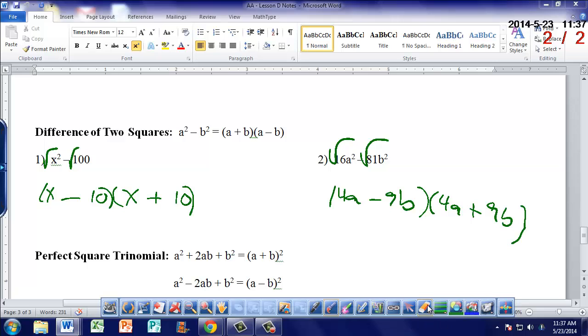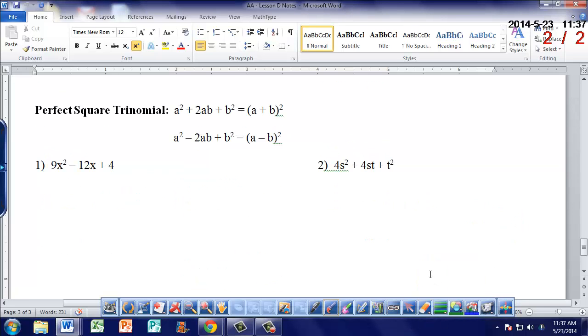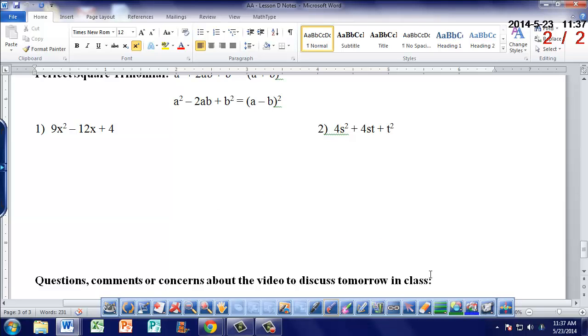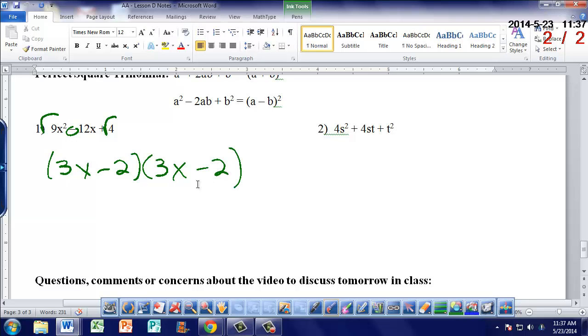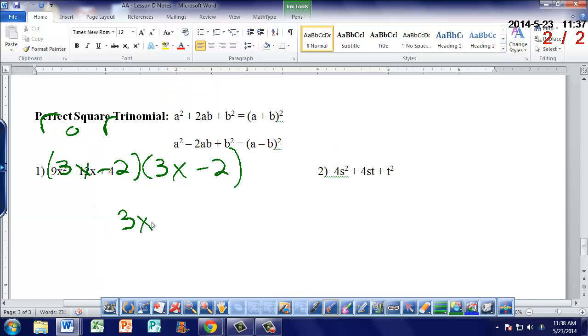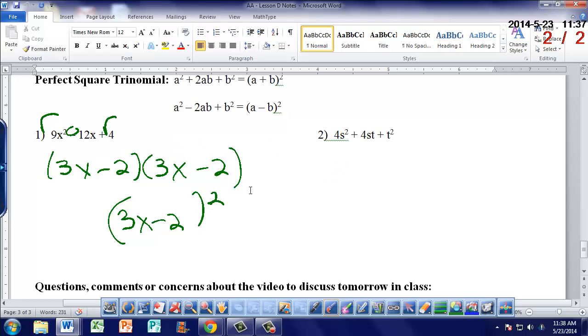Now, the next two problems, you can do what I did above. You can go ahead and that will work, the AC method. But if you recognize these as perfect squares, you can recognize that this is a perfect square trinomial. So we would get 3x, whatever the middle sign is, minus 2, and 3x minus 2. Or you can write it as 3x minus 2 squared. I will accept either one. If it were in the book, you will see the squared.